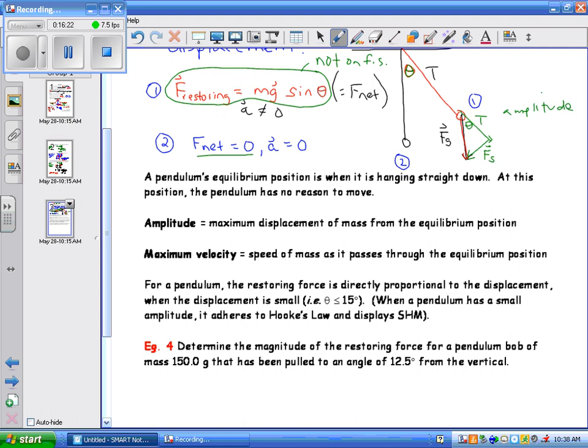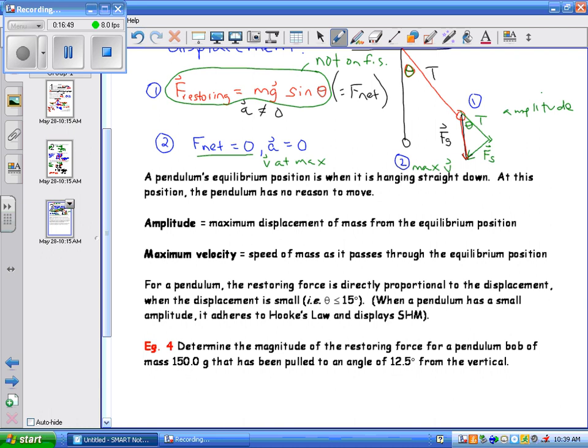Maximum velocity is the speed of the mass as it passes through the equilibrium position. So down here, there's a max velocity. Although there's no acceleration, v is at a max. And for a pendulum, the restoring force is directly proportional to the displacement, right? Because that displacement is related to the tension and the angle that you're pulling it through. But that only happens when the displacement is small. So the angle has to be less than or equal to 15 degrees.